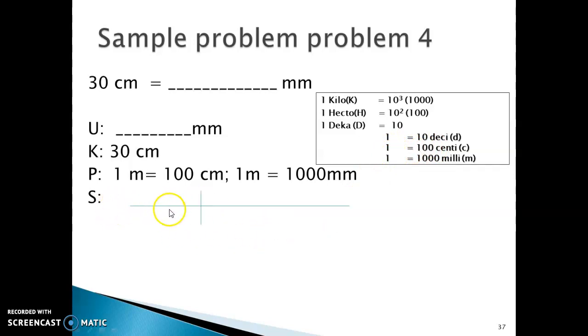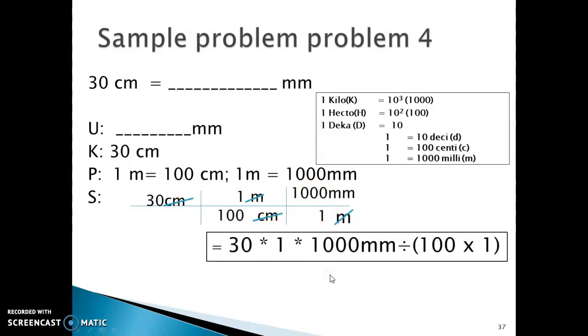All right, so let's start with the known. As always, centimeters, 100 centimeters equals 1 meter. Cross out the units. And then going to millimeters, 1 meter, getting the number from the conversion, not from here, 1 meter equals 1,000 millimeters. So meters cancel out. So this will be 30 times 1,000 divided by 100.